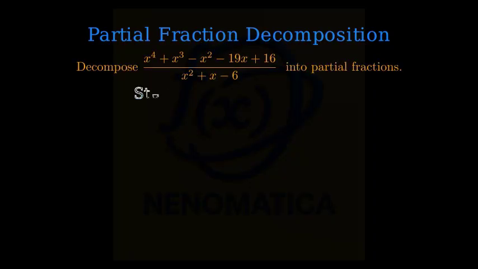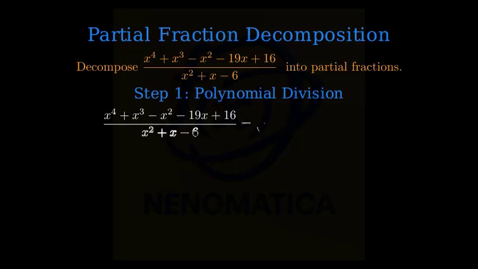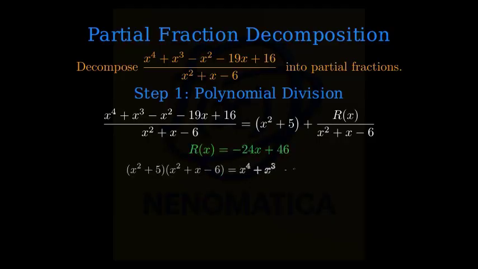In this lesson, we'll decompose a rational function into partial fractions step by step. Here's our example. Step 1. Perform polynomial division to separate a polynomial part and a proper fraction. Dividing the numerator by the denominator gives a quotient of x squared plus 5, with a remainder of negative 24x plus 46.